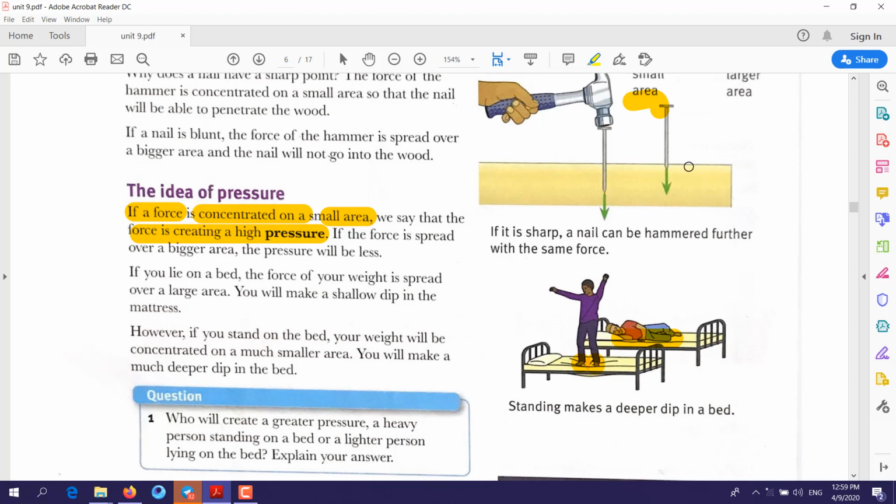Another example, another explanation for it: why is the tip or the end of this nail sharp? Okay, why do they make it sharp? Because when they make it sharp, that means the area of it will be smaller. When the area is smaller, that means the pressure will be more, so the nail can go easily through the board or through any object.